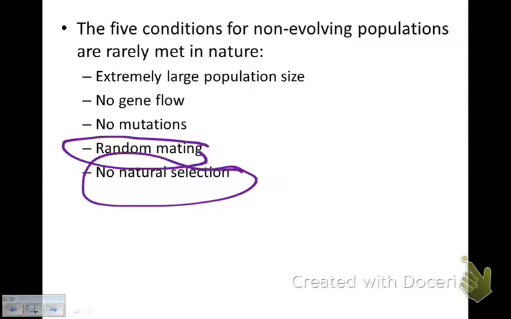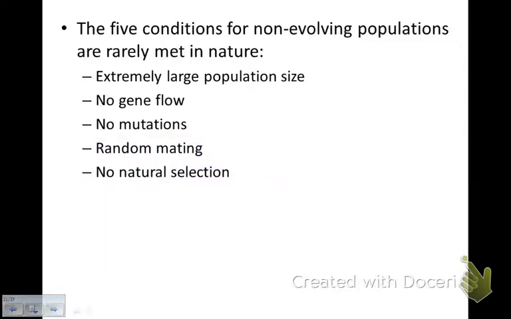So populations are evolving. This question may be asked one of two ways, so pay attention here. The question may say, what are the five factors for a population not evolving? And that would be these five. Or it may say, what are the five factors that could be occurring if a population is evolving? So if a population is evolving, it's because there is natural selection, because there is not random mating. So just pay attention if you see a question like that.